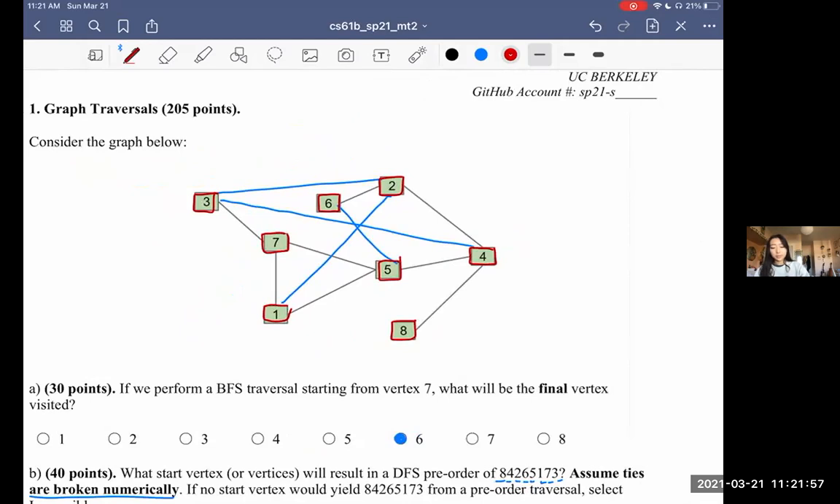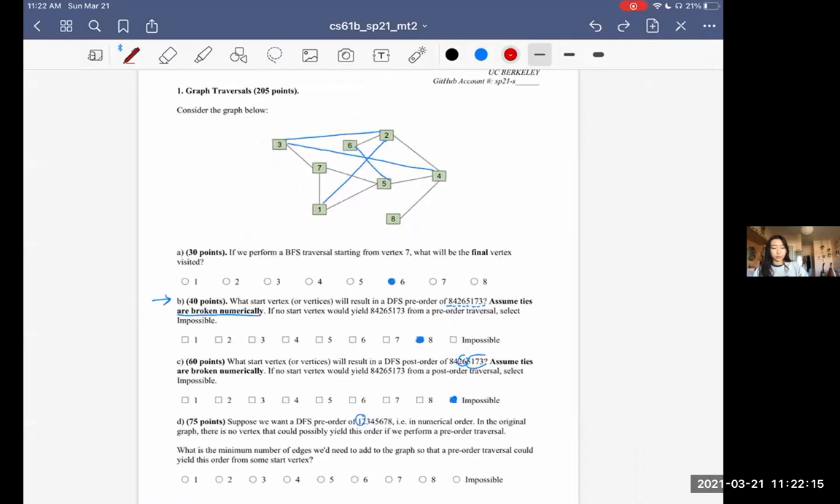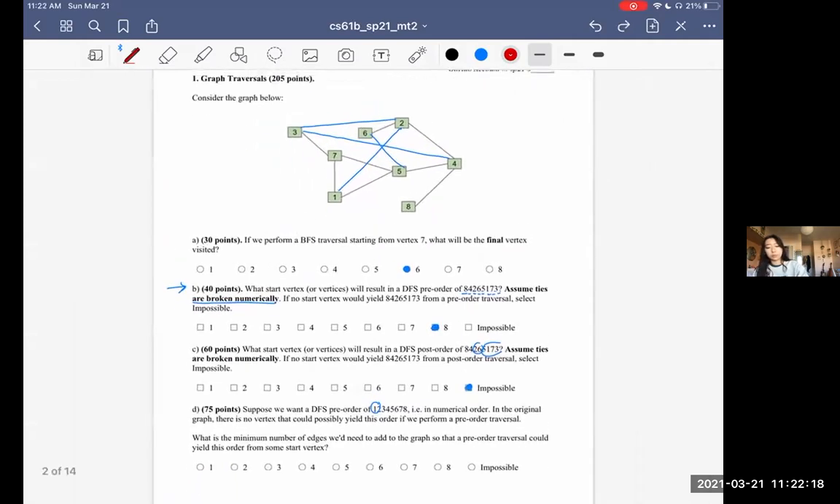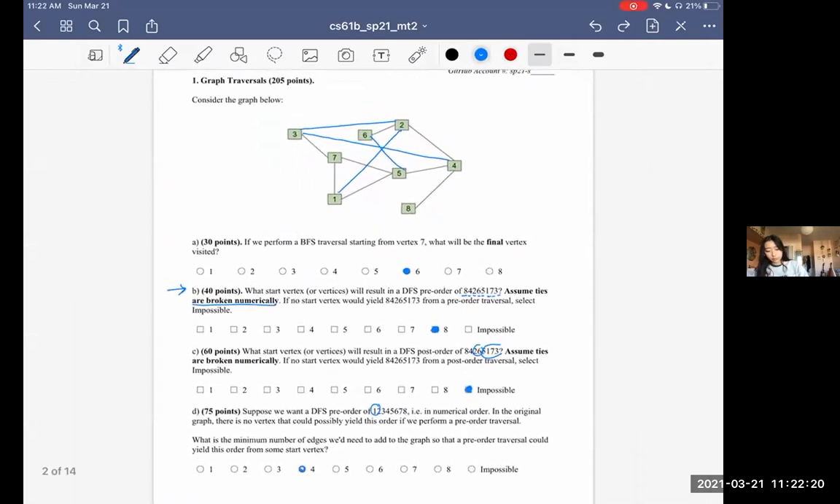And the edges that we added were the blue edges I've drawn below, connecting 1 and 2, 2 and 3, 3 and 4, and 5 and 6. These edges make it possible for us to traverse in the 1, 2, 3, 4, 5, 6 order. This sums up to 4 total edges. And so we realize we need at least 4 edges so that a preorder traversal could yield this order from some start vertex, specifically 1 here. And that is the whole problem.